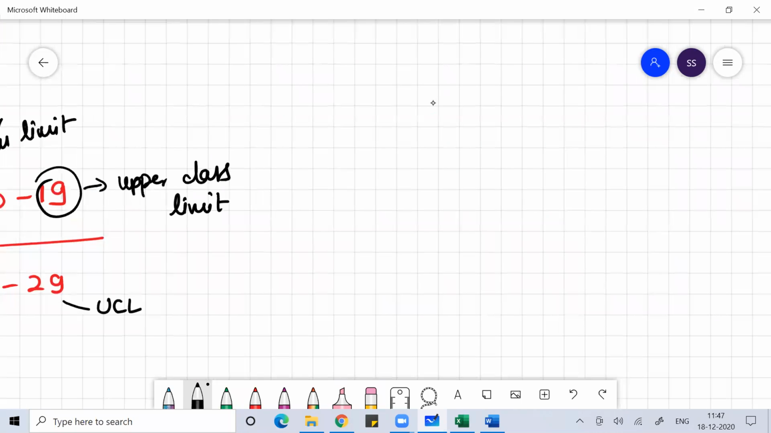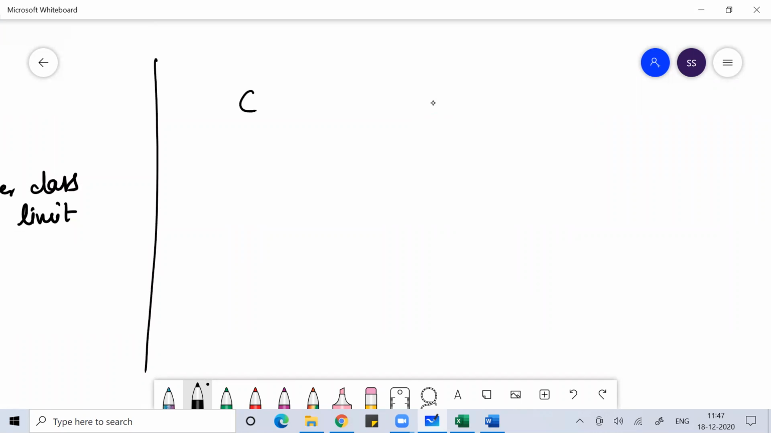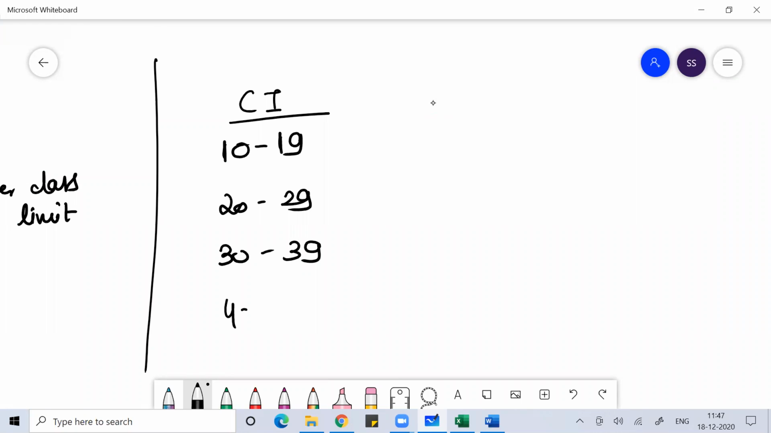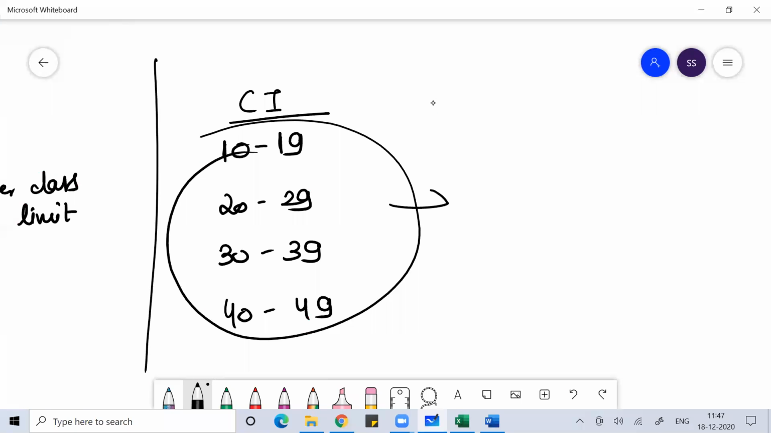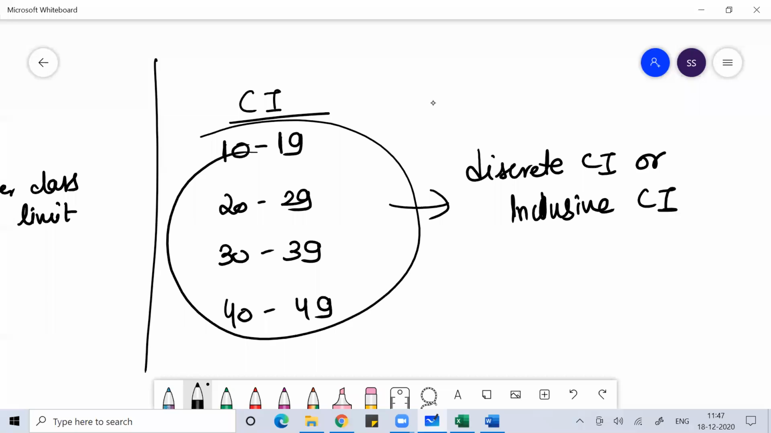Okay, so now understand this. If you see the class interval like this, 10 to 19, 20 to 29, then 30 to 39, then 40 to 49, this way of grouping is called a discrete class interval or an inclusive class interval. Everyone please understand.